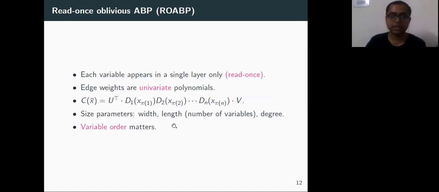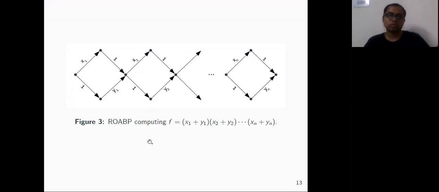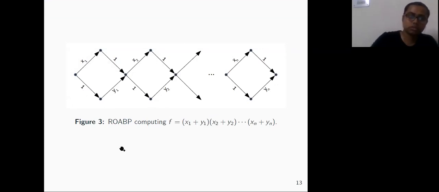So let's see one example. So this is computing the polynomial x1 plus y1 times x2 plus y2, so on till xn plus yn. So this path is computing x1, this path is computing y1. So from this first node to second node, I am computing x1 plus y1, sum of these two paths, and then I add such gadgets serially. Then the next one will multiply it with x2 plus y2, then x3 plus y3, and so on till xn plus yn.